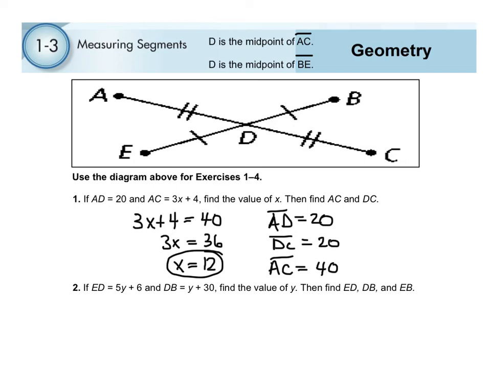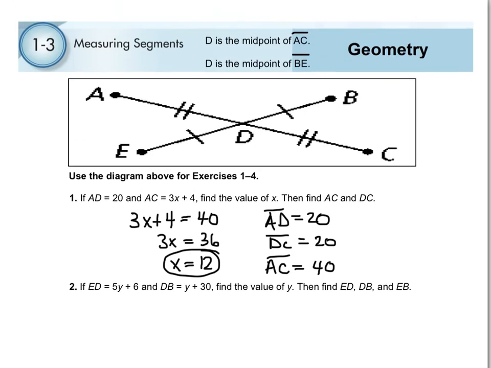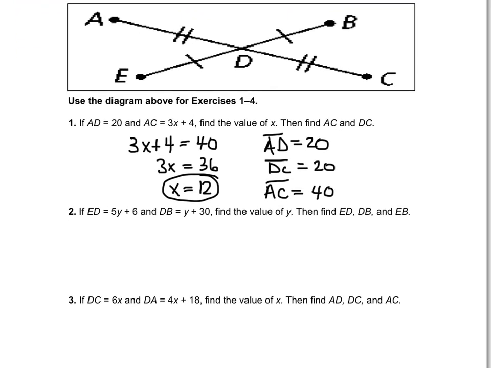Now let's take a look here at number 2. Number 2 says if ED is 5y plus 6 and DB is y plus 30, find the value of y first. So let's write these in up here. ED is 5y plus 6, so that guy right there is 5y plus 6. And DB is y plus 30. Find the value of y.